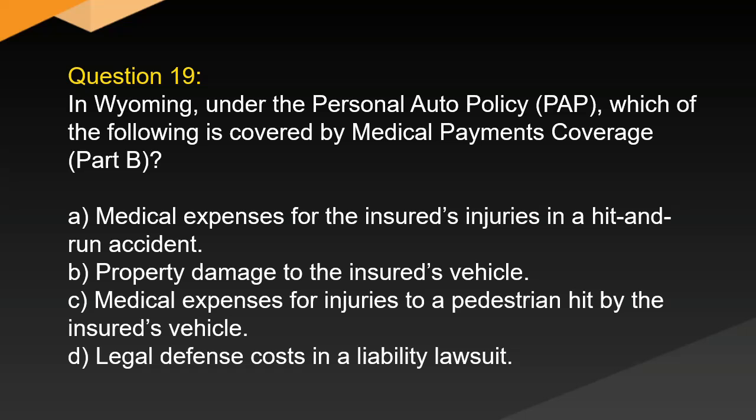Question 19. In Wyoming, under the personal auto policy, PAP, which of the following is covered by medical payments coverage, Part B? A. Medical expenses for the insured's injuries in a hit-and-run accident. B. Property damage to the insured's vehicle. C. Medical expenses for injuries to a pedestrian hit by the insured's vehicle. D. Legal defense costs in a liability lawsuit.